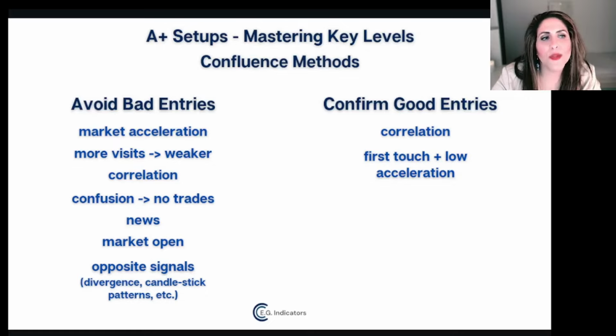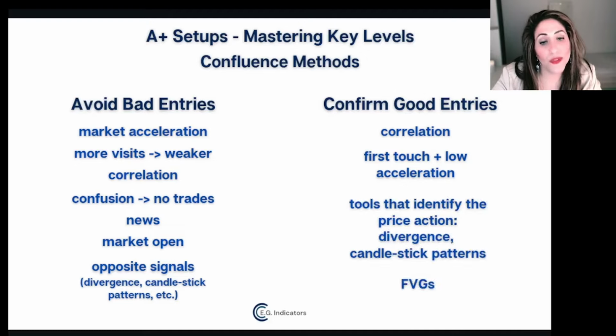Another confirmation method is to utilize the first touch and identify a low acceleration. So first touch with low acceleration can provide you with A plus setups. And signals from tools that can identify the price action, like candlestick patterns, divergence, overbought and oversold like RSI, volume, fair value gaps. These can be used to confirm good entries of significant price levels like our trigger points.